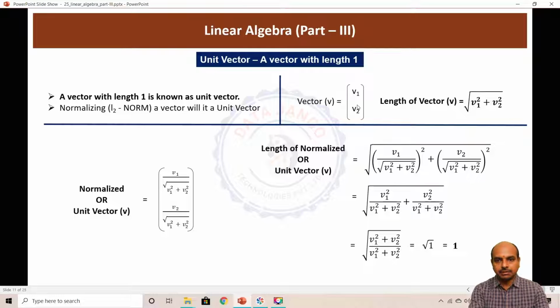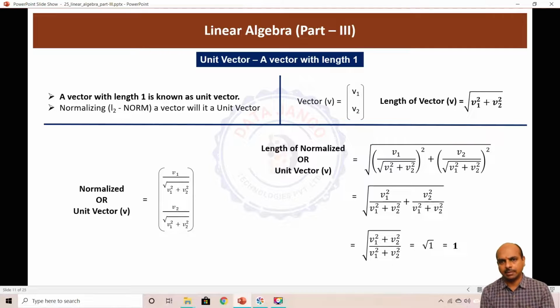So if the vector is v1 and v2, and the length of the vector is square root of v1 squared plus v2 squared, if you divide v1 and v2 by the square root of v1 squared plus v2 squared, you will get a unit vector. Unit vectors are very useful, especially when you are trying to find the distances between documents, or in many other areas. One example is in NLP, where we try to find distances between documents. You convert documents into vectors and then unitize or normalize them, and then try to find the distance. It is going to be more appropriate.